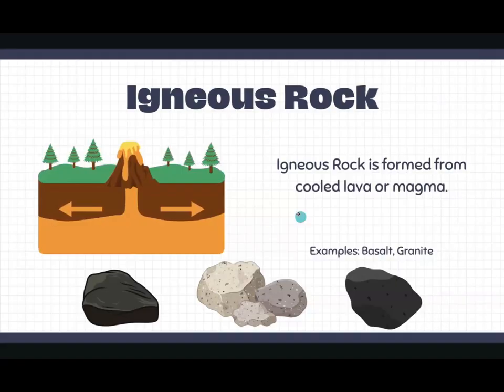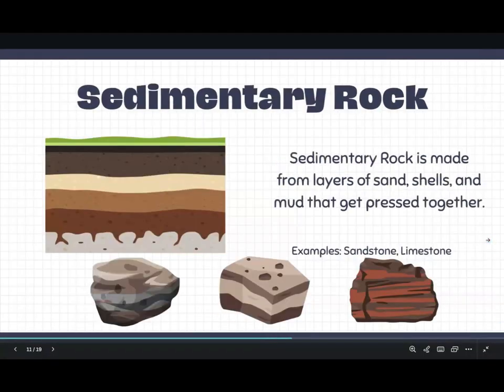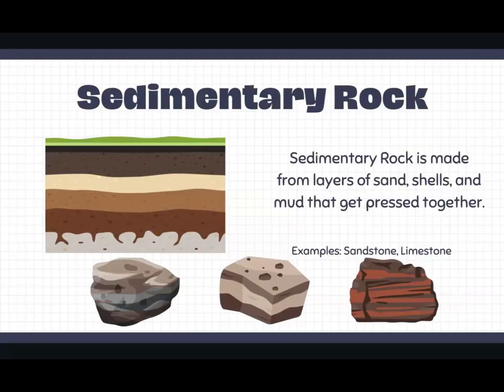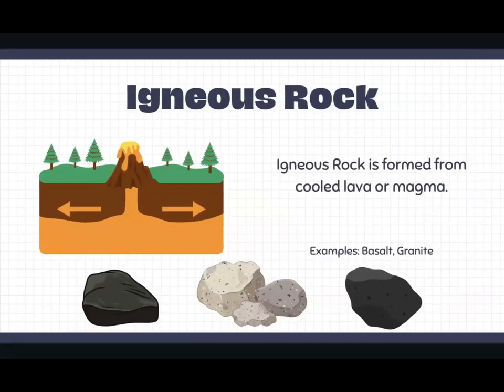I already read over this, but to stress, igneous rock is formed whenever there's cooled lava or magma, like we would get from volcanic eruptions or just the presence of volcanoes. The next is sedimentary rock. It's made from layers of sand, shells, and mud that all gets pressed together as time passes. Some examples are sandstone, limestone, and I didn't read the examples on the last page, but some examples of igneous rock are basalt and granite.